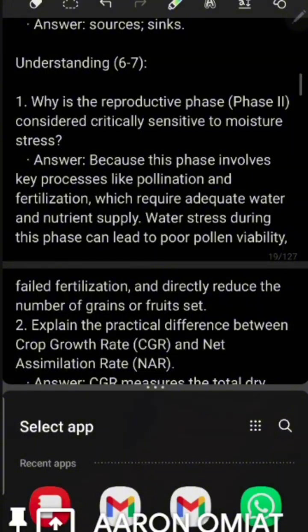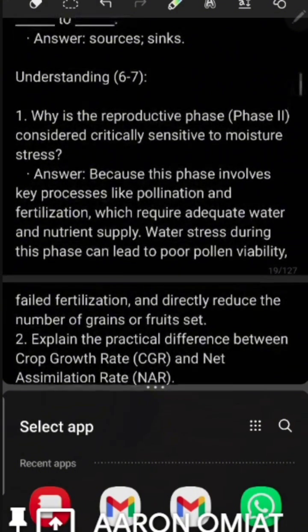Okay, next is Agathon. Explain the practical difference between crop growth rate and the net assimilation rate. Pardon? Explain the practical difference between crop growth rate and the net assimilation rate. Crop growth rate. You can tell us simply what they measure. If you can answer the question, it's okay. If you can't, you can just tell us what you know about them. Okay, what I know about them.